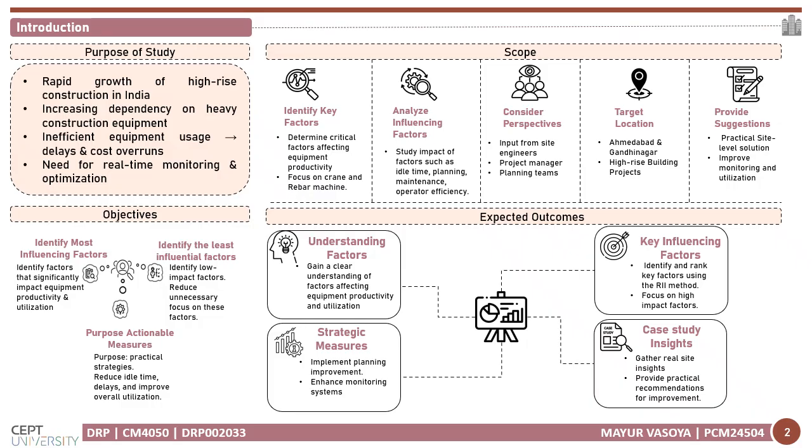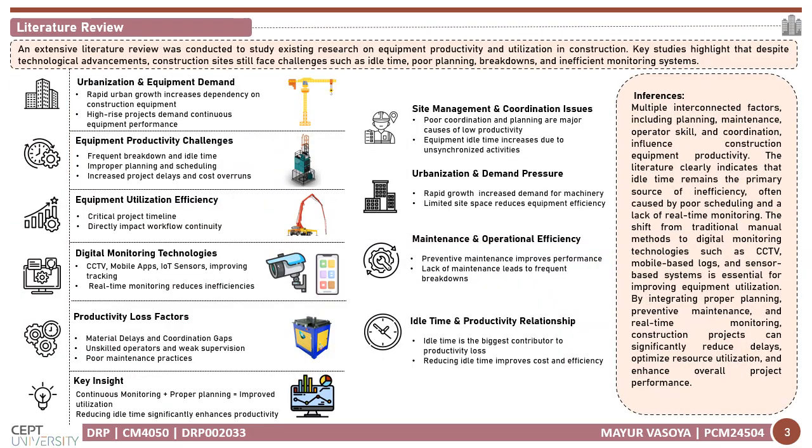It explains that the study is focused on practical improvement of equipment productivity and not only on theoretical discussion. So, once the purpose and objectives were defined, the next step was to study existing research and understand what previous studies have already identified about equipment productivity and monitoring. So now move on to the literature review.